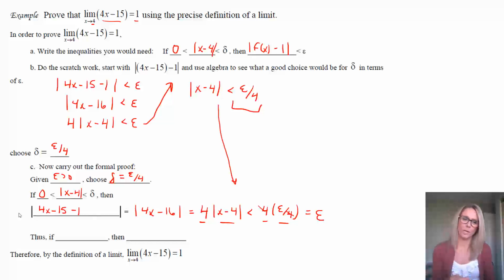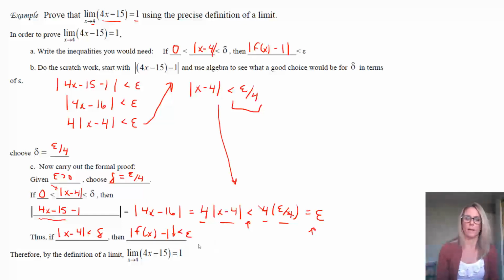So again, what we've shown is that if we're close in the x direction here, then the y direction will be less than epsilon, the precise definition of a limit. So that's what I'm just saying here. I guess I should just write it down. So if the absolute value of x minus 4 is less than delta, then the absolute value of f of x minus 1 is less than epsilon. And that's by definition of a limit. We have our limit, and it is 1.